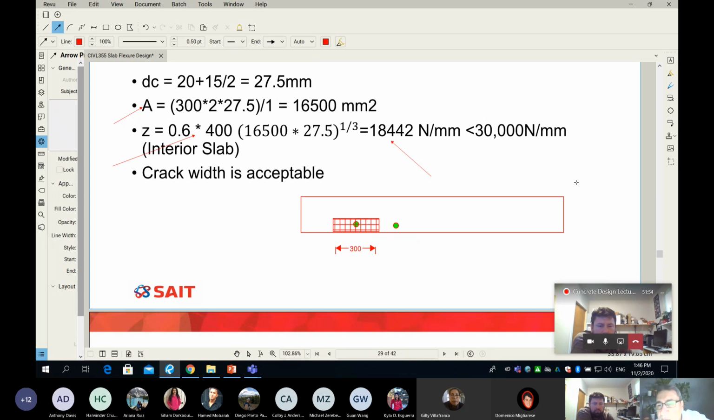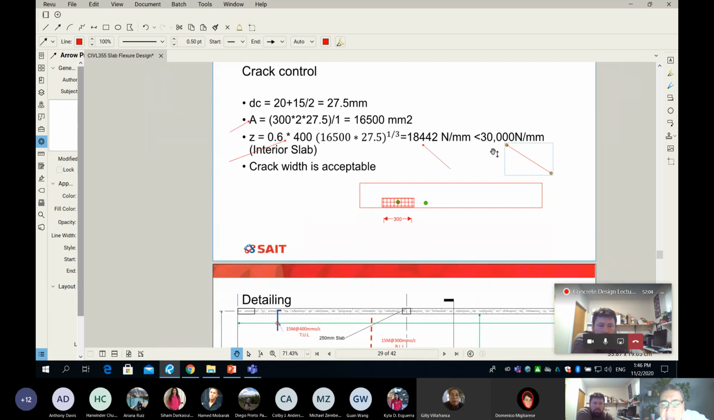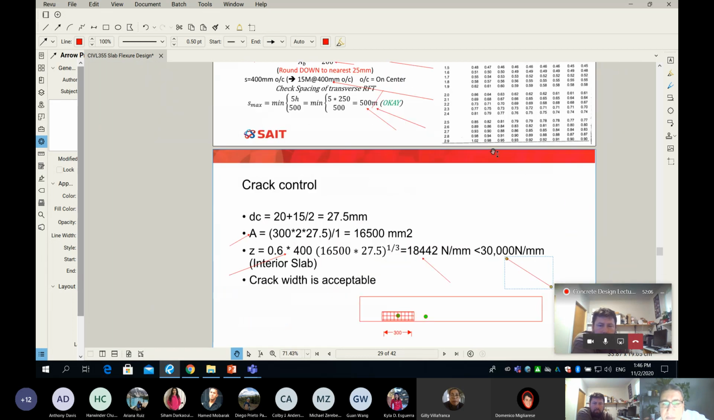If you have an inside slab, you can go all the way to 30,000. If you have an outside slab, it means this number will be 25,000 for our crack control to be acceptable. Very, very simple.